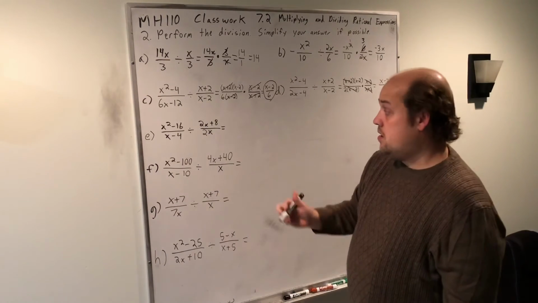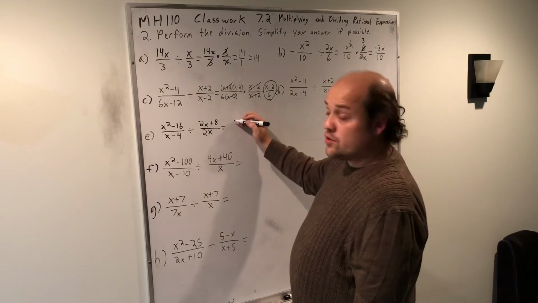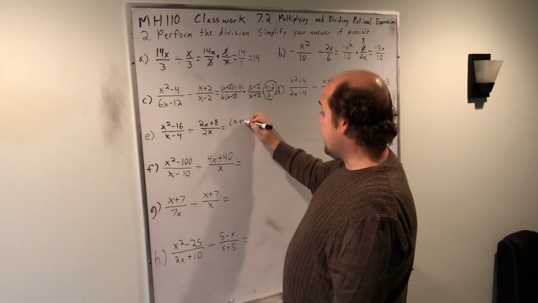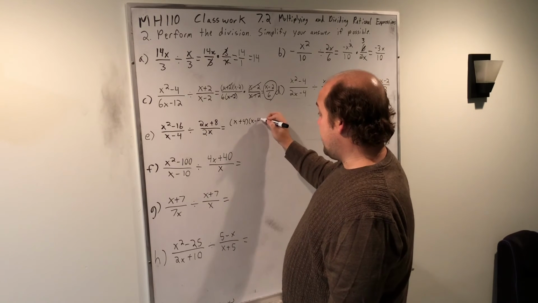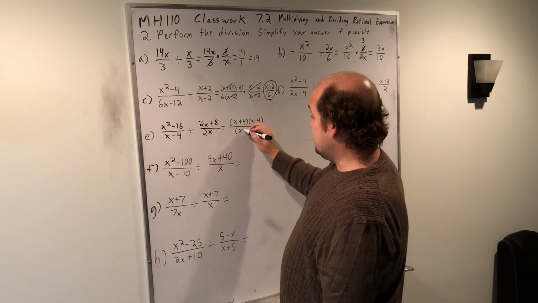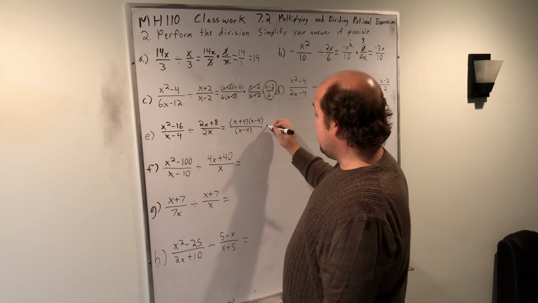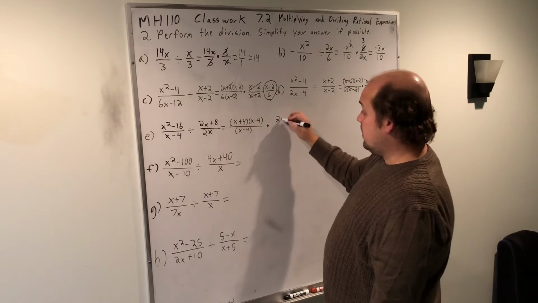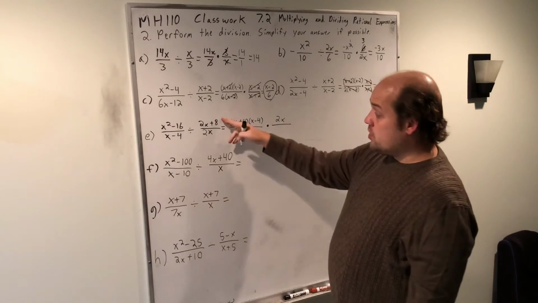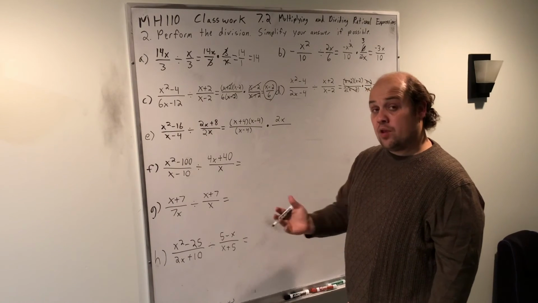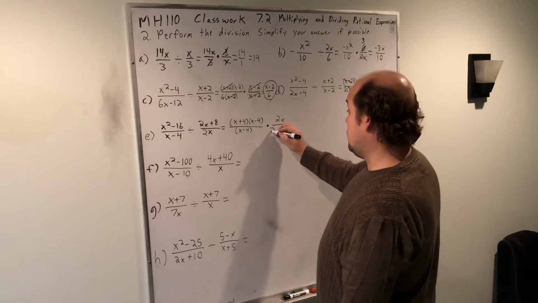For part E, I'm going to start by factoring x squared minus 16 as a difference of squares. It's going to become x plus 4, x minus 4. On bottom, this x minus 4 stays as is. I'm then going to change the symbol to multiplication. What was on bottom, 2x, comes to the top. What was on top, 2x plus 8, goes to the bottom, but at the same time, I'm going to pull out that common factor of 2.